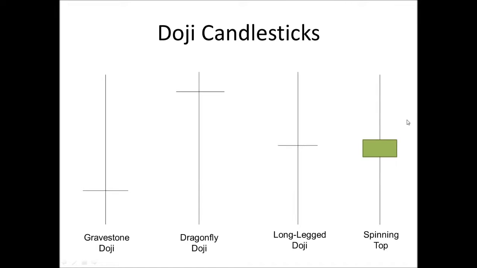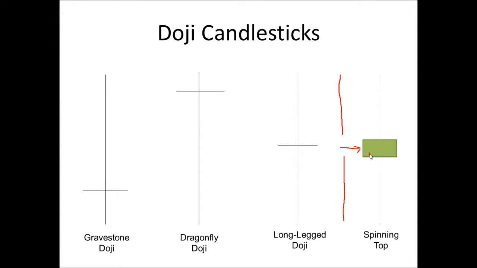I've also included a spinning top in this video, as I think this is a good time to cover spinning top. These can signal reversals also, just like dojis and pinbars. And the spinning top is a candle with a small body and an evenly balanced upper and lower wick.